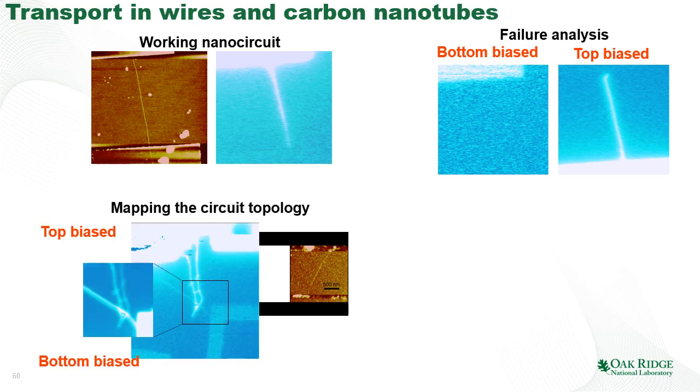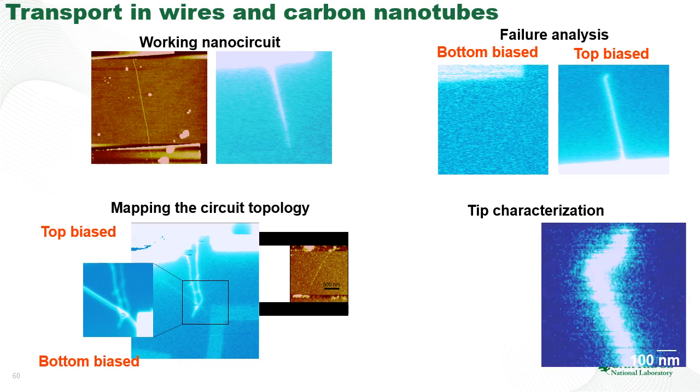I can also map the surface topology. So, for example, in this experiment, I can also find the second nanotube connecting top and bottom electrode, which I really don't need. Then I can break it off.